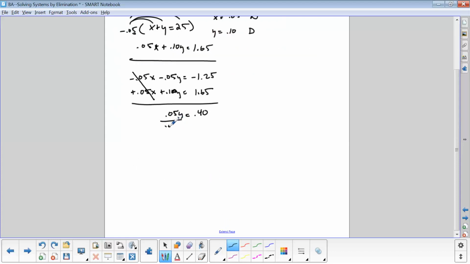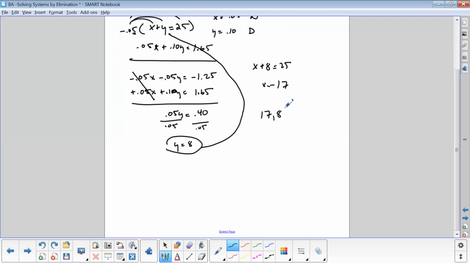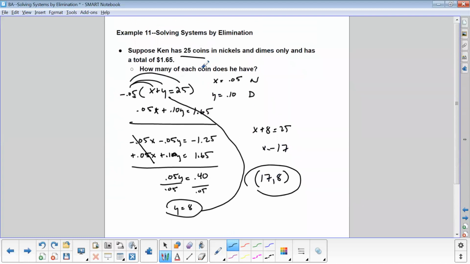So when I divide by 5 hundredths, y is going to equal 8. So since y equals 8, just going to substitute right back here. So I get x plus 8 is equal to 25, so x has to be 17. So 17 comma 8 would be the solution to this particular problem, which talks about how much of each coin he has. He's got 17 nickels and 8 dimes.